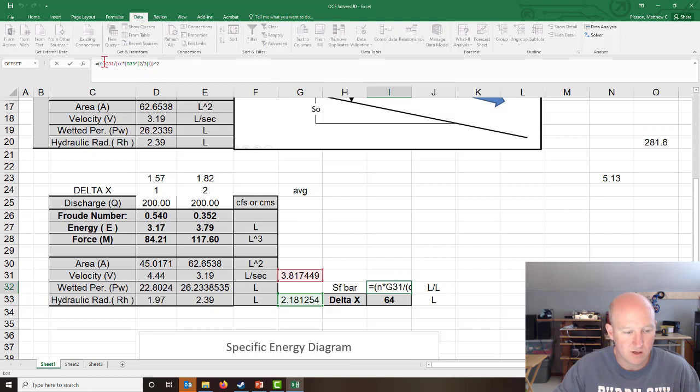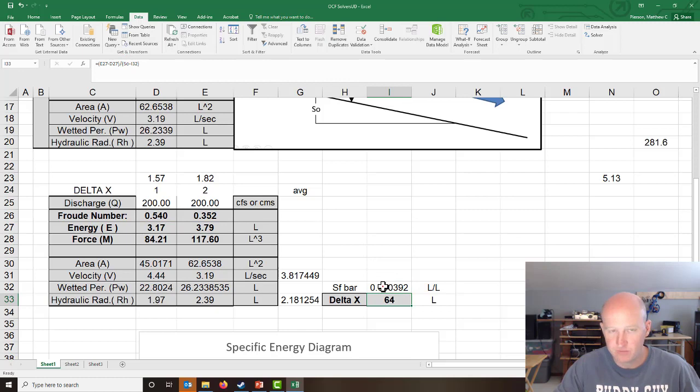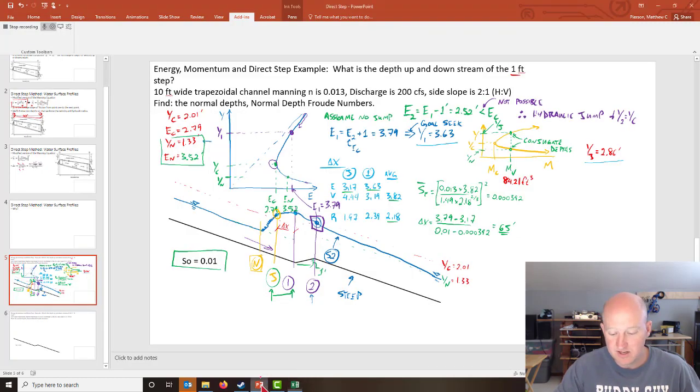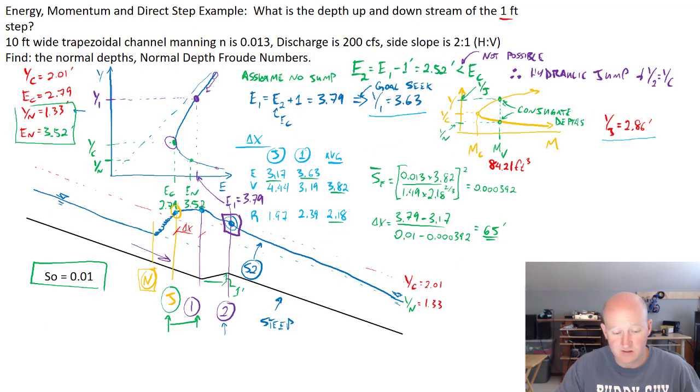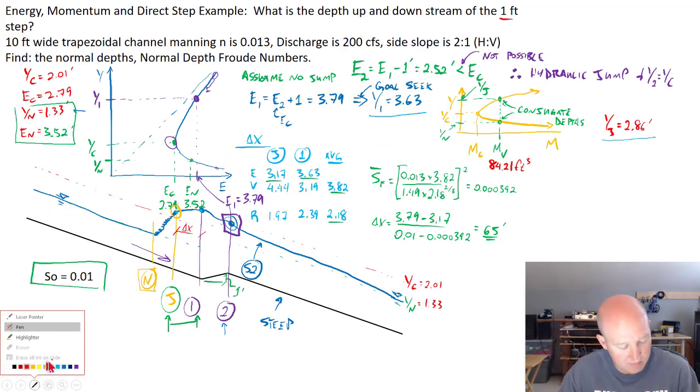I've coded in the value for N and the unit correction, and it spits out SF bar. And then for the delta x calculation, it's referencing these two energies, and it's referencing the bottom slope and the friction slope. So in terms of calculations on a test, this is the test. This is a test problem. I probably started to run out of some space here, but there's a couple more data points that we should put in.